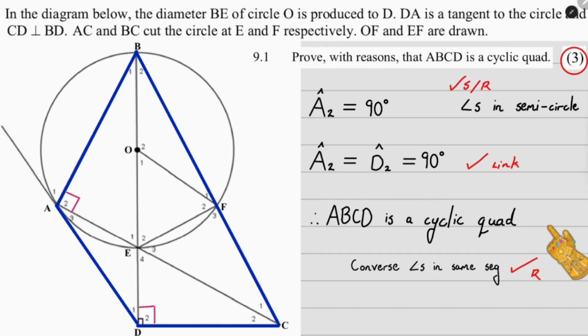And lastly, let's just have a look where the marks come from. Stating that A2 is 90 due to angles in a semicircle gets you your first mark. The link between the two angles that are 90 gets you your second mark. And the third mark comes from the correct reason associated with why ABCD is a cyclic quad.